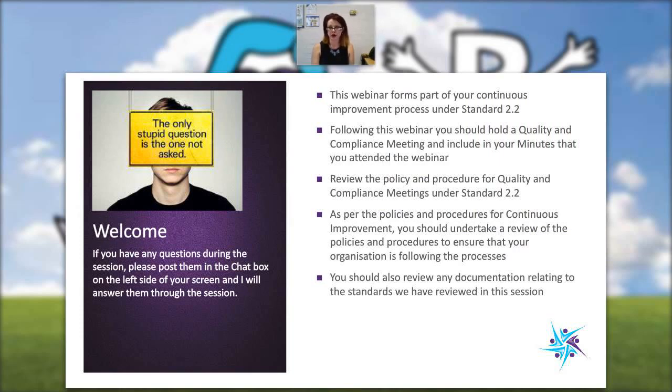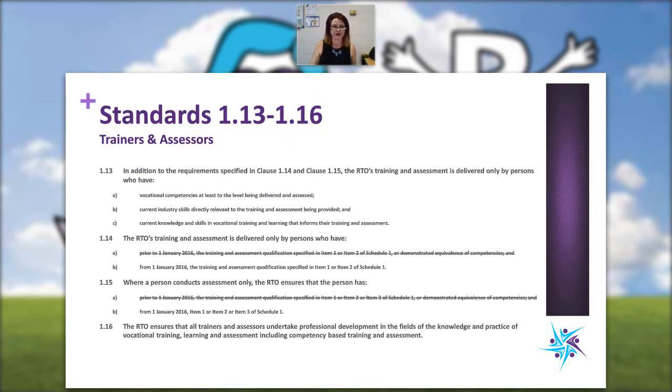So within your Q&C meeting, as per the policies and procedures for continuous improvement, you should undertake a review of the policies and procedures to ensure that they are actually in line with what you are actually doing within your organisation. So we have those policies and procedures in place for you that you can use, but you need to ensure that it's actually in line with what you are actually doing in practice within your organisation. You should also review the documentation that goes with that. And we're going to be having a look at a few documents today in today's session.